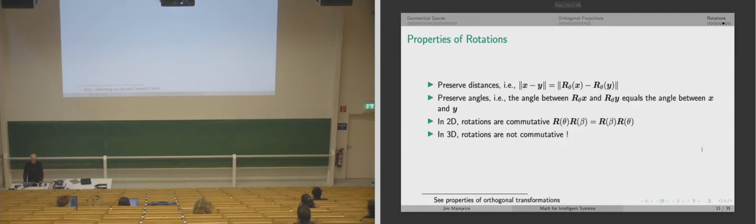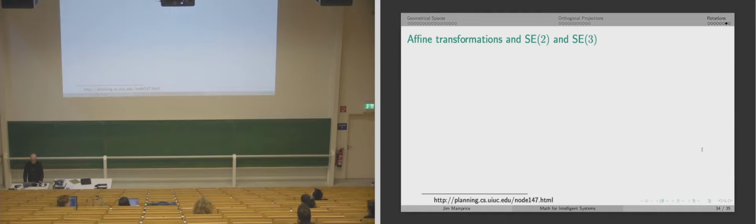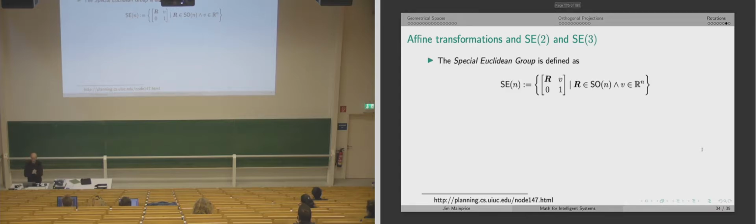And the final piece concerns the addition of translation to the vector space of rotations, and this is called the special Euclidean group. This is another subset of the general linear group, called the special Euclidean group, and the matrices have this shape here. How many of you have seen this kind of matrix before, apart from this class?